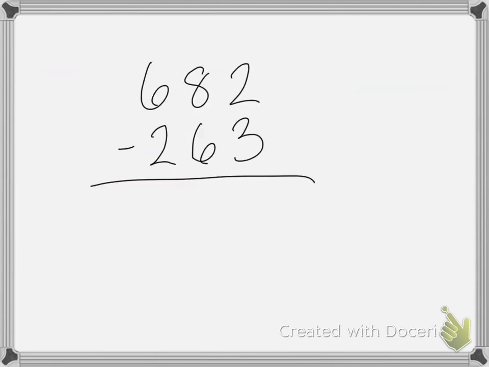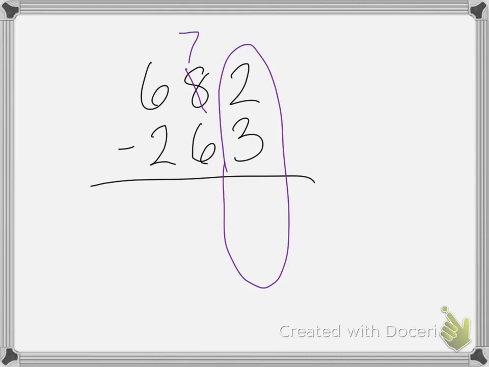So here's that problem written down as a subtraction problem. Now remember, we subtract the digits in the ones column first. Can I take 3 away from 2? No, I can't. So I need to regroup and trade 1 ten for 10 ones. So this 8 becomes a 7, and the 2 becomes a 12. Okay, so 12 minus 3 is 9.